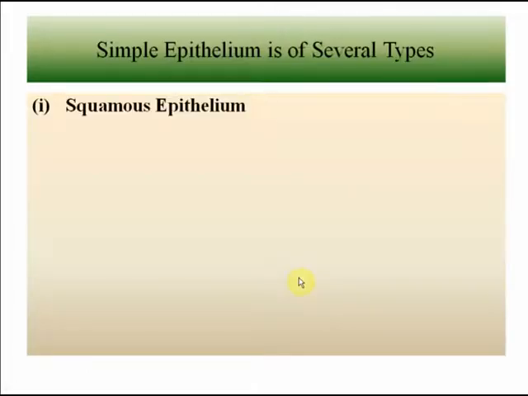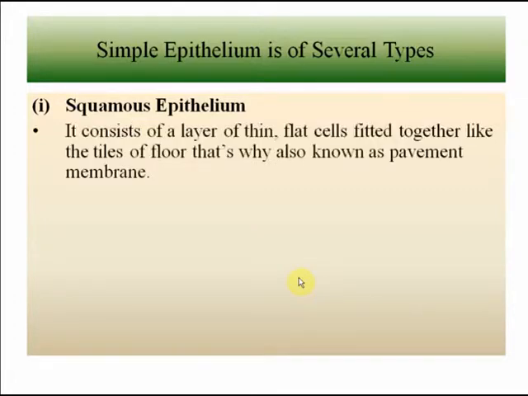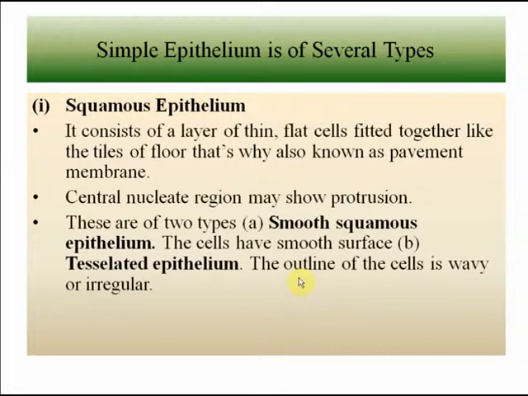The first one is squamous epithelium. As the name implies, squamous epithelium is like a square. The cells are like a square. So, the first point is, it consists of a layer of thin flat cells fitted together like the tiles of a floor. That's why it is also known as pavement membrane. The squamous cells have the appearance of thin flat plates. They fit closely together in tissues, providing a smooth, low friction surface over which fluid can move easily.